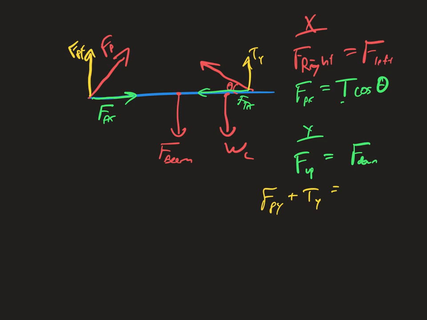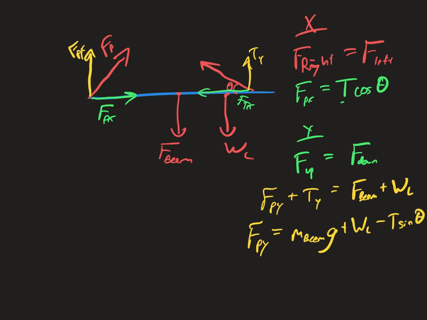There's two forces down. We have the force on the beam, gravitational force of the beam, plus the weight of the load, which we found in the last part. So I'm going to solve for Fpy so that I can get the y component of Fp. Fpy is going to equal force of the beam is m of the beam, we found that right at the beginning, times g, plus the weight of the load, which we found in part 1, minus the tension in the y direction, which is going to be the tension times the sine of our angle theta.